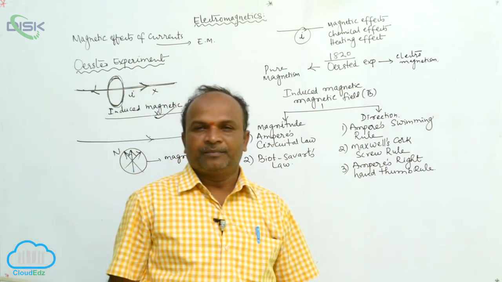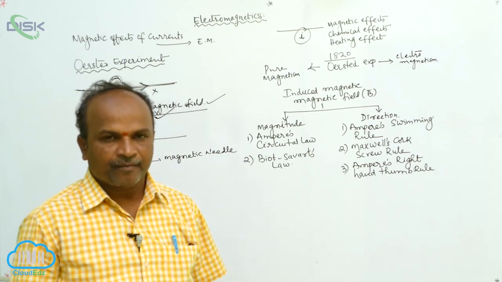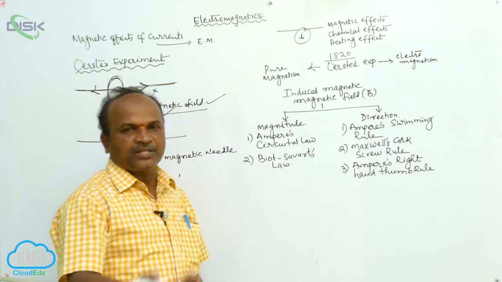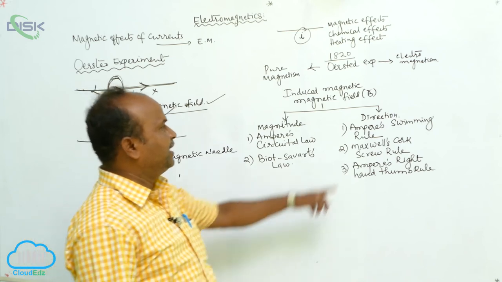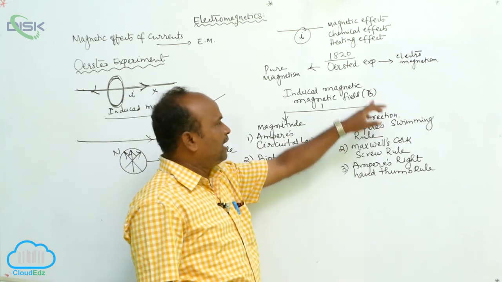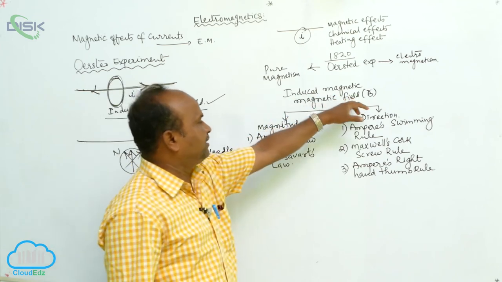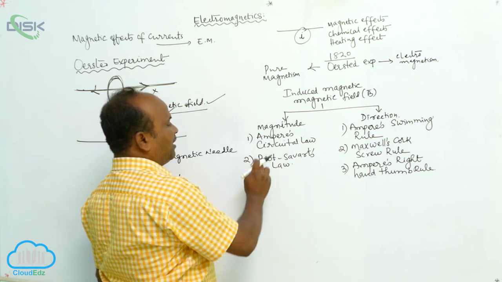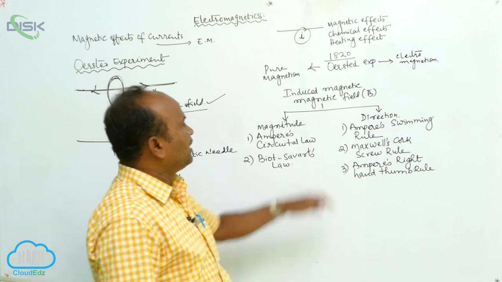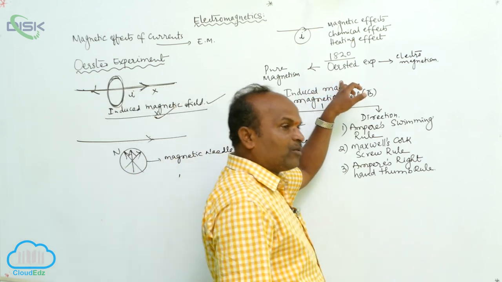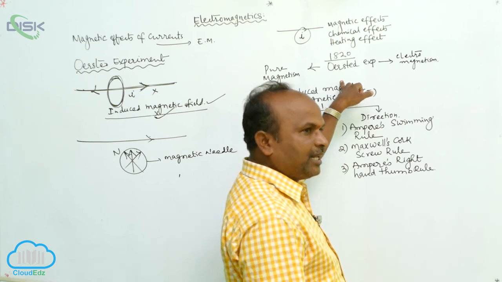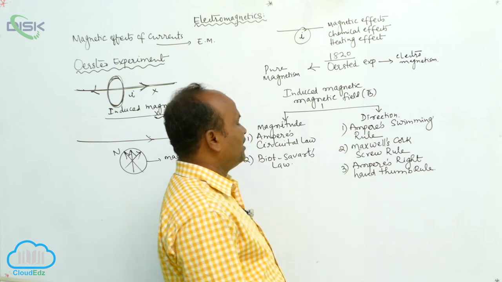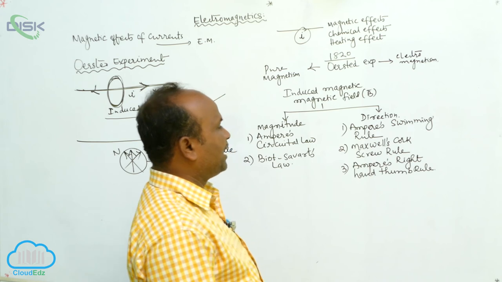Let us consider a conductor. If current is passing through the conductor, around the conductor there is a production of a magnetic field. That magnetic field is a vector quantity. The magnitude, the strength of the magnetic field, can be determined by two laws, Ampere's circuital law and Biot-Savart's law. The induced magnetic field around the current carrying conductor also has a direction. The direction can be determined by Ampere's swimming rule, Maxwell's corkscrew rule and the right hand thumb rule.